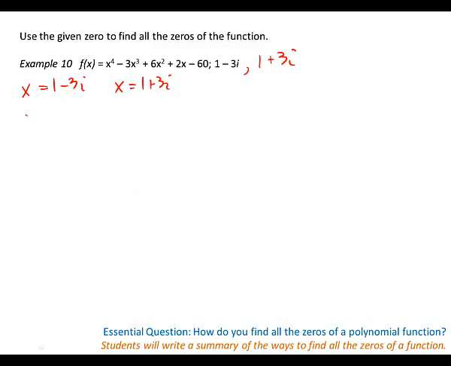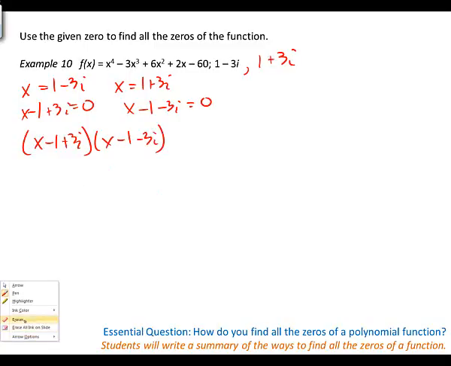How do we move the 1? Subtract. Good. And how do I move the 3i? Good. And then how do I move this one? Subtract. And how do I move that 3i? Good. Now we're going to drop the equals 0 and go x minus 1 plus 3i, x minus 1 minus 3i.